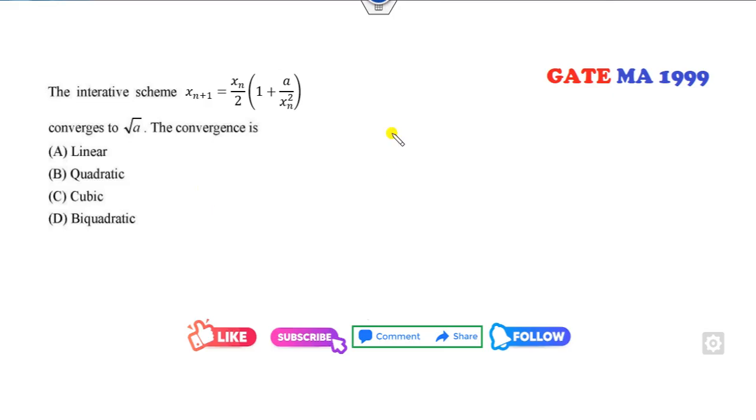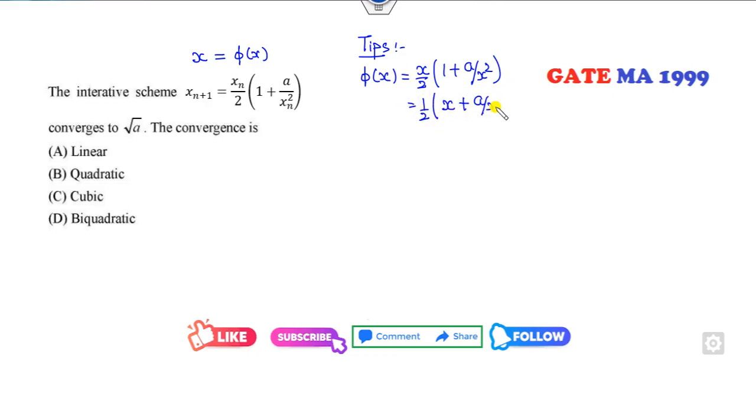Look at the second question. The iterative scheme, this is convergent of this. Okay, firstly I will tell you the tips. So if I compare, this is my phi of x. Fine. So I can say phi of x is x over 2 times 1 plus a over x square, or I can take it as x plus a over x.